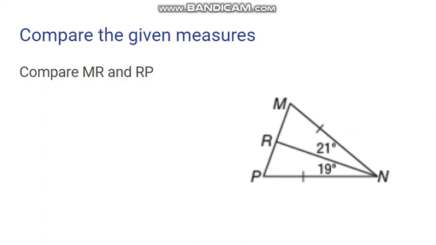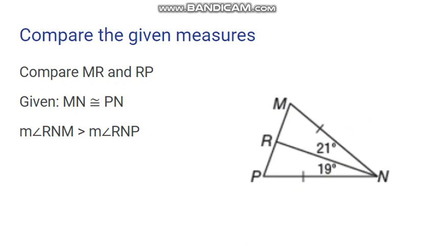Let's compare MR and RP. We know that MN and PN are congruent, and we know that they have a shared side in RN. If RNM is bigger than RNP, then which of these segments is bigger? MR. This is the bigger angle, so this is the bigger segment.